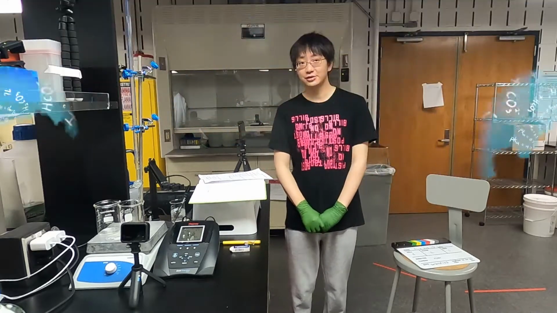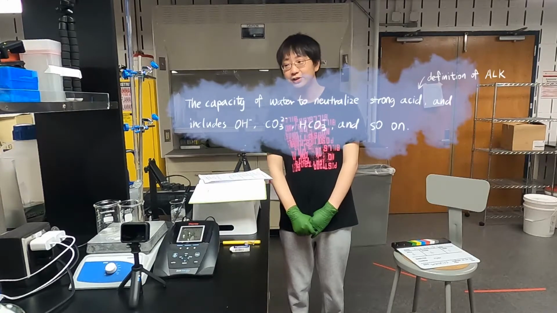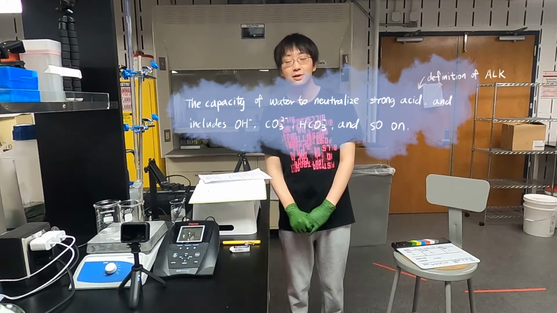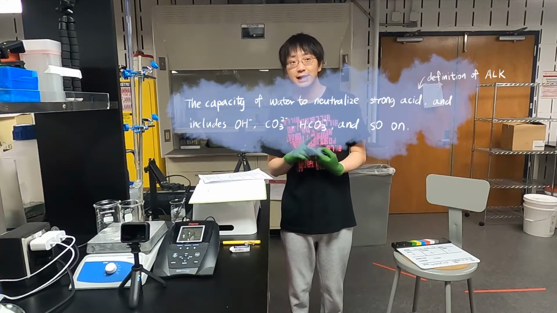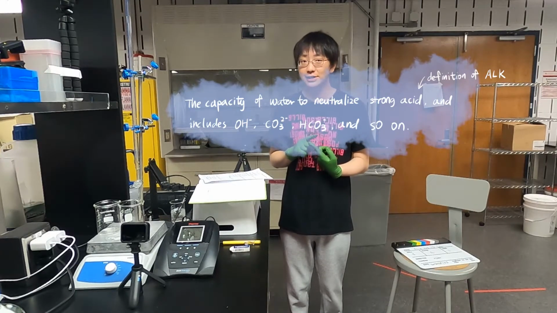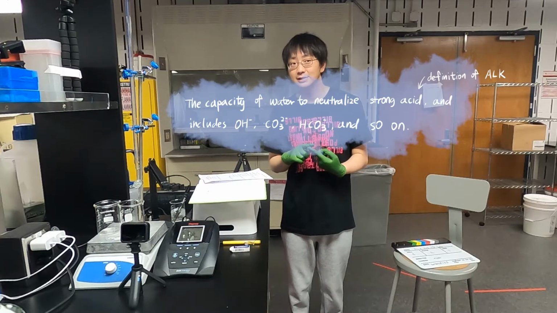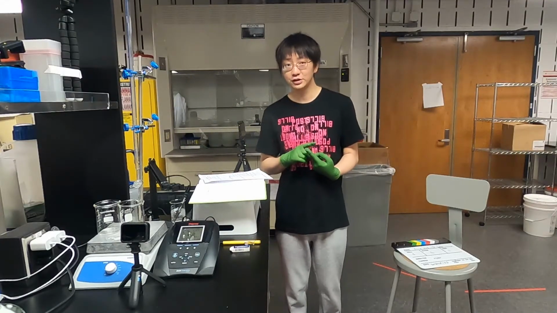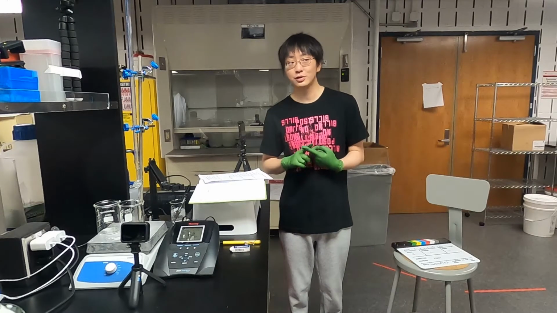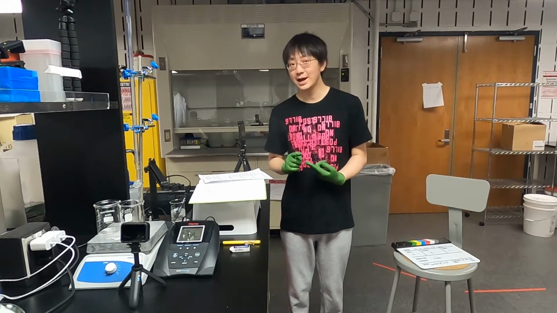Then let's talk about alkalinity. Alkalinity is defined as the capability of the water to neutralize strong acids and includes hydroxides, carbonates, bicarbonates, and so on. In natural water, the major contribution of alkalinity is caused by hydroxide, carbonates, and bicarbonates.